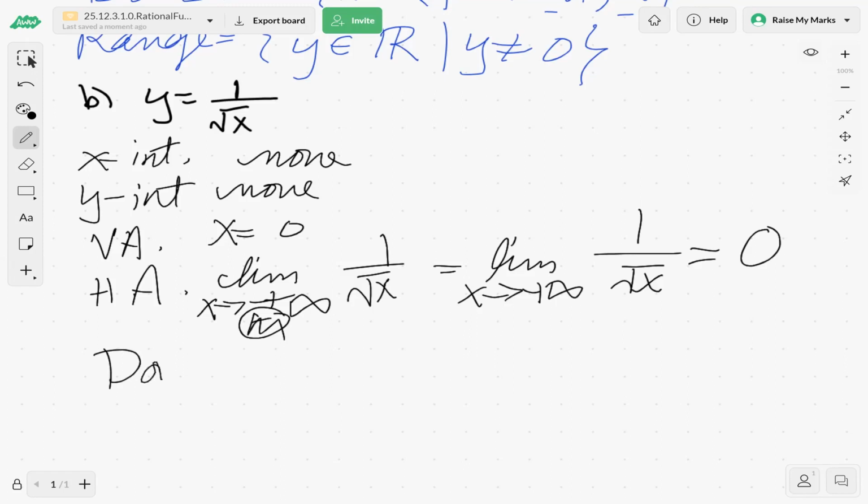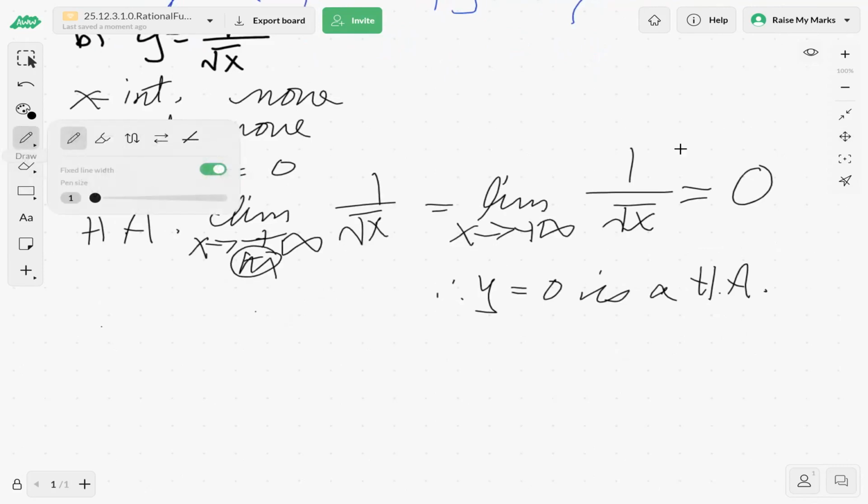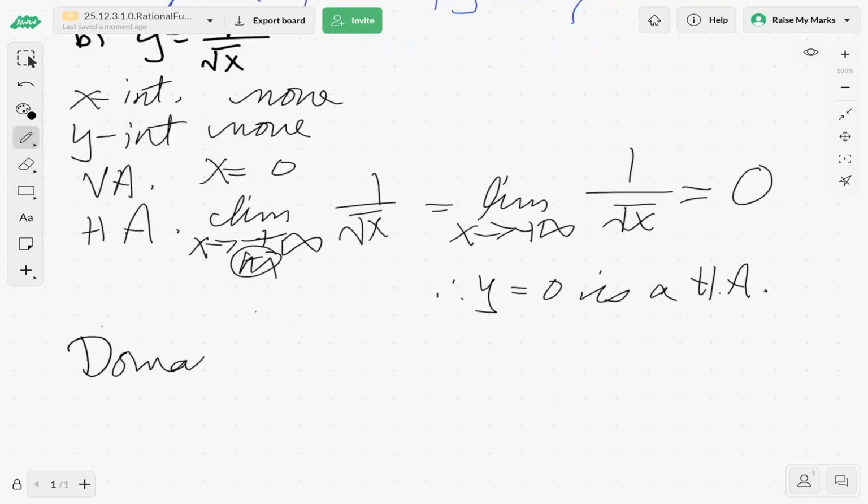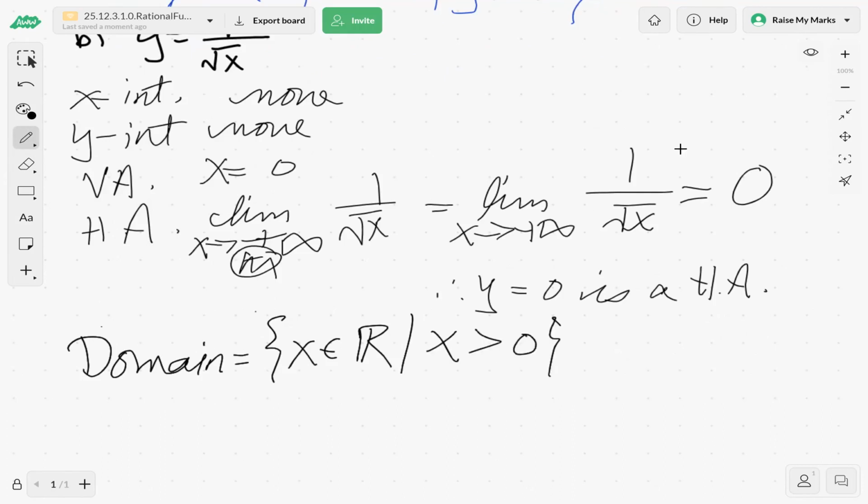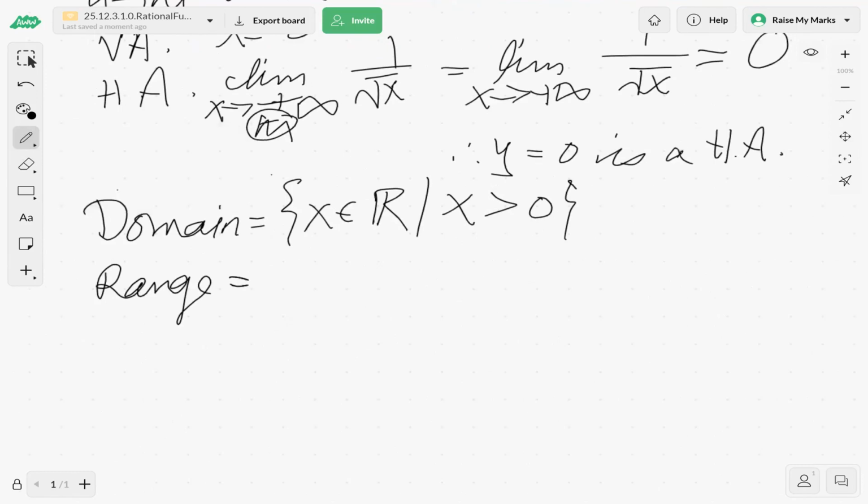So let's see what our domain is. Why don't we just make a statement here? Therefore, y equals 0 is a horizontal asymptote. Good. And then our domain is the set of all real numbers such that x must be greater than 0, because we can't take the square root of a negative number. Our range is the set of all y values.